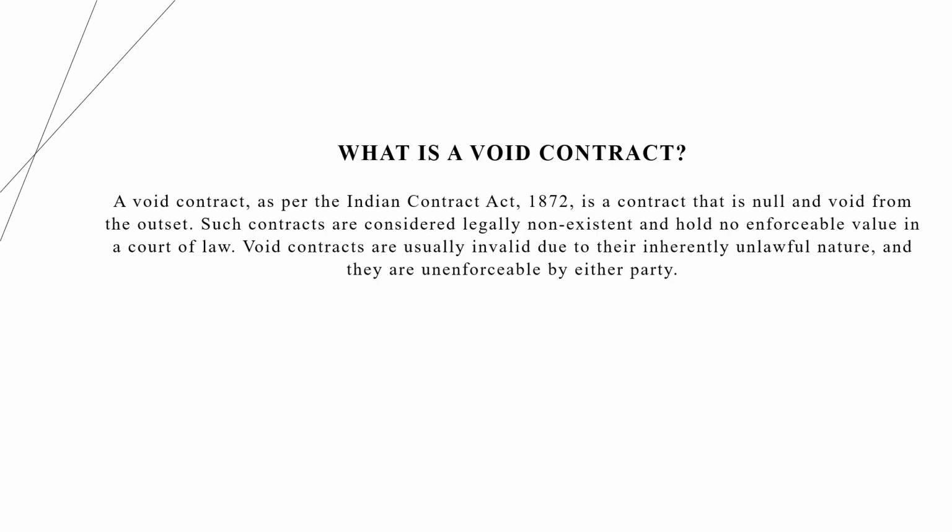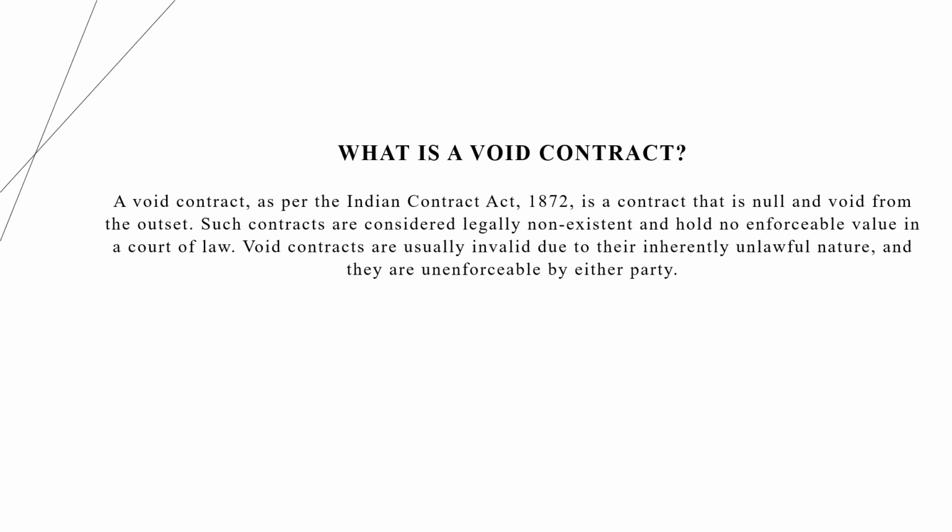What is a void contract? A void contract, according to the Indian Contract Act 1872, is a contractual agreement that is null and void from the very moment it is formed. These contracts are inherently unenforceable and hold no legal significance. In essence, they are considered non-existent in the eyes of the law. There are specific circumstances under which a contract is deemed void in India.